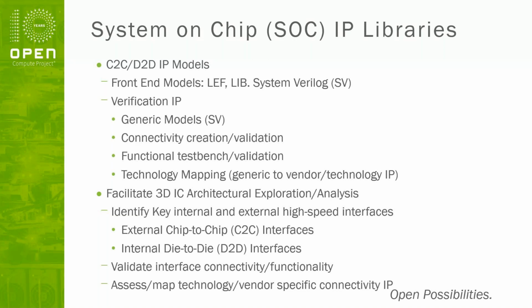So the idea is to have some library support for that, and that could lead into tools to facilitate 3D IC architectural exploration. So decompose your system into different chiplets. And what you want to really do is identify the key internal and external interfaces. And then you could do some early validation of the connectivity and the functionality. This is at a high level. And then eventually, ultimately, you will have to select a specific piece of IP, either design it or acquire it. And we want to be able to map from these generic models to vendor-specific connectivity IP.